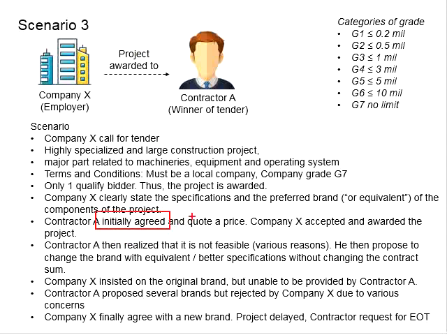The contractor initially agreed with the preferred brand, which in the document clearly stated that he will supply the stated brand and quote a price for that. Everything looks nice at this stage, and therefore Company X accepted and awarded the project to Contractor A. Contractor A then realized that it is not feasible for him to supply the brand as agreed between him and Company X, probably because he overlooked certain aspects while bidding for the project. Whichever reason it is, no matter how hard he tried, it is not possible for him to supply the preferred brand as stated by Company X.